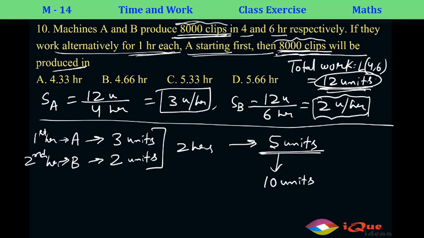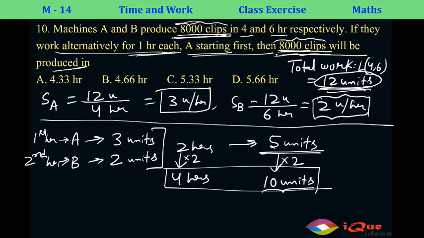Now 5, how many times is 10? It is 2 times. So 5 into 2 is 10. That means the time taken to complete these 10 units will be 2 into 2, that is 4 hours. So in 4 hours, work completed is 10 units. Now, who will come in the 5th hour? 5th is an odd number, so the person who started will come. So in the 5th hour, obviously A will come.